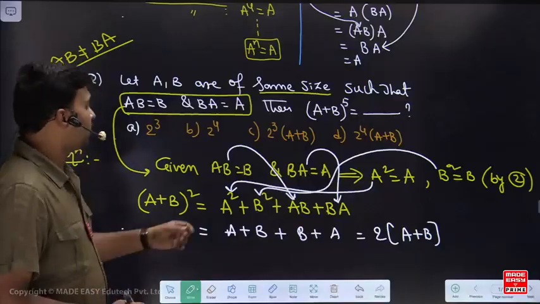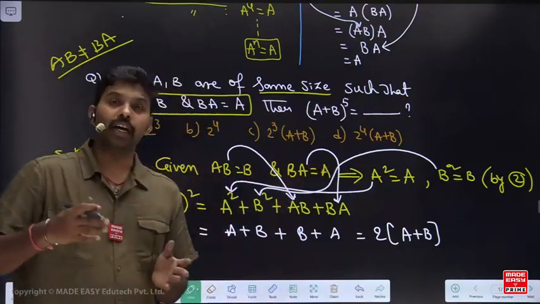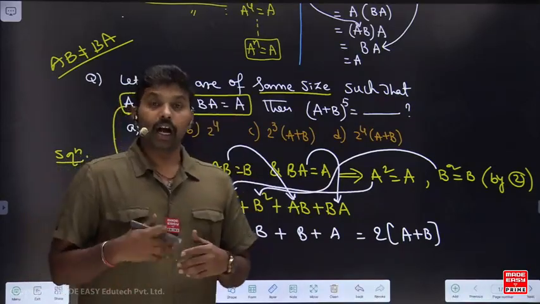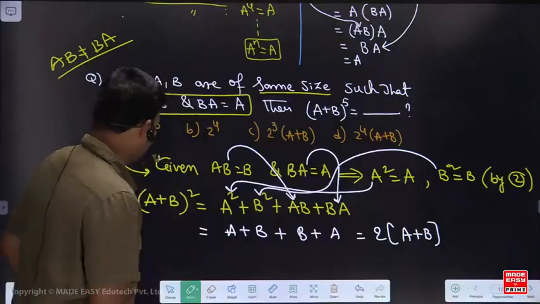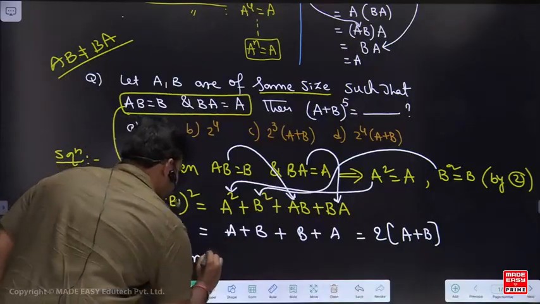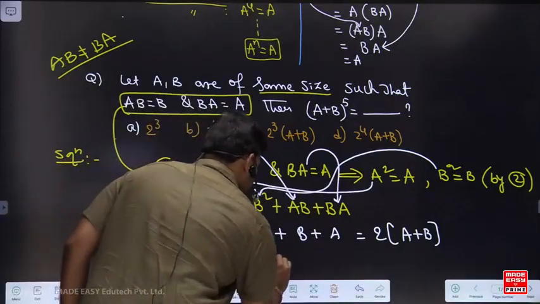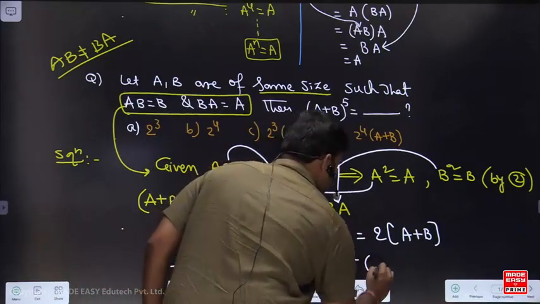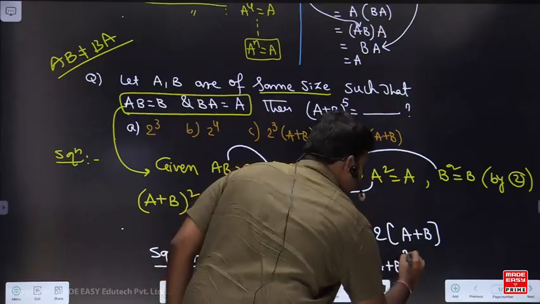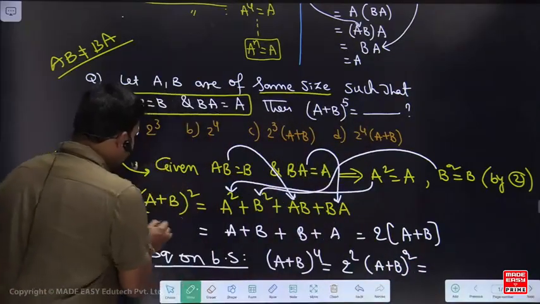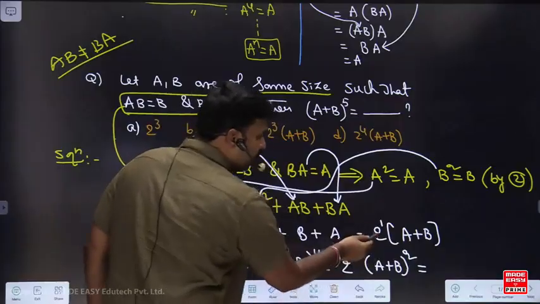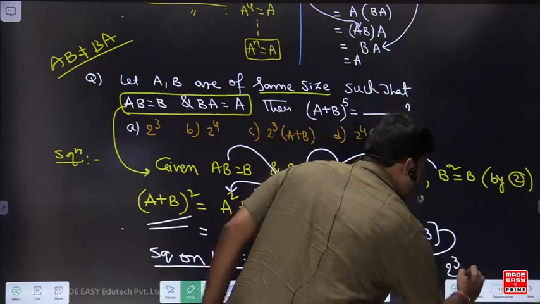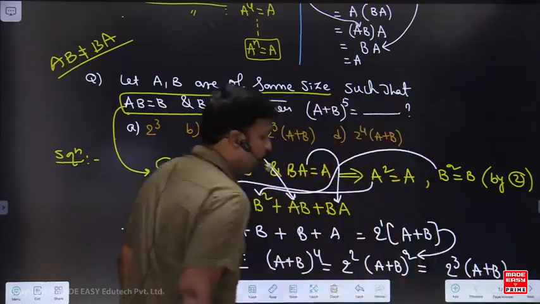Now, to get (A plus B) whole power 5, multiplying A plus B every time will take a lot of time. So instead of that, we can square it, which gets us the answer faster. So squaring on both sides, (A plus B) whole power 4 is equal to 2 square of (A plus B) whole square. But (A plus B) whole square is 2 power 1 into (A plus B). Substituting this, I get 2 cube of (A plus B).